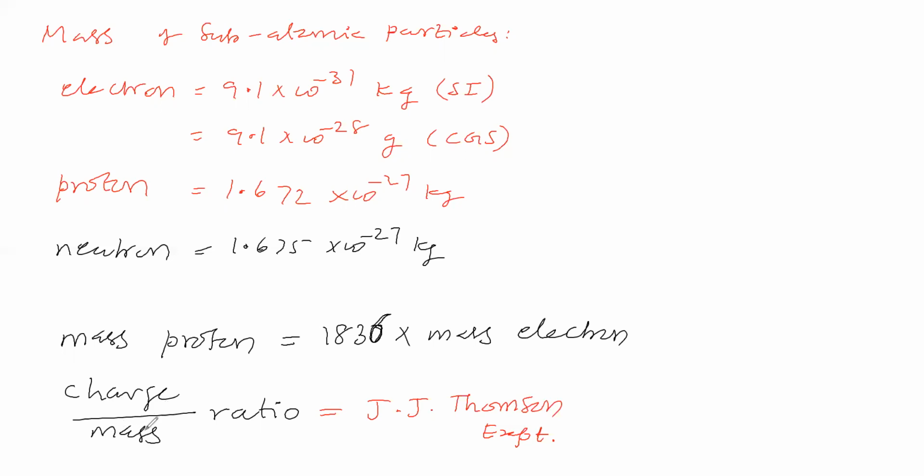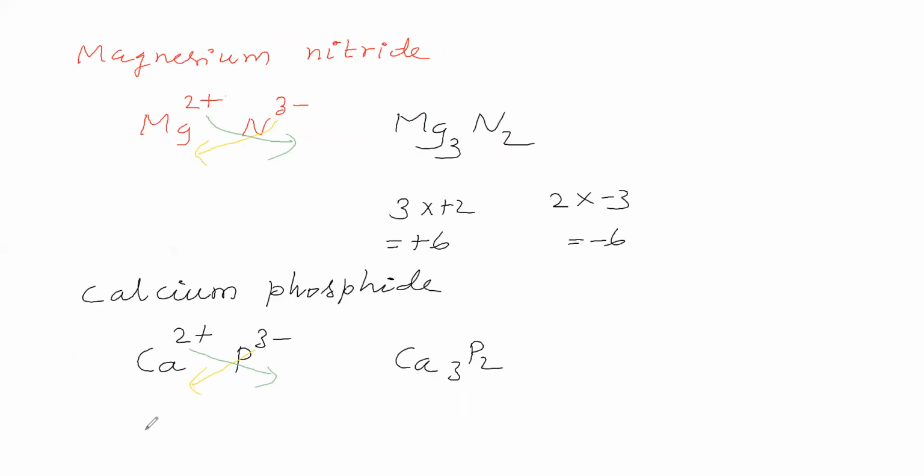This charge by mass ratio is also called a specific charge. So specific charge is equal to what? Charge by mass. Charge by mass is called specific charge. Charge by mass of electron is determined from J.J. Thomson experiment. Now, the ratio charge by mass is called specific charge.